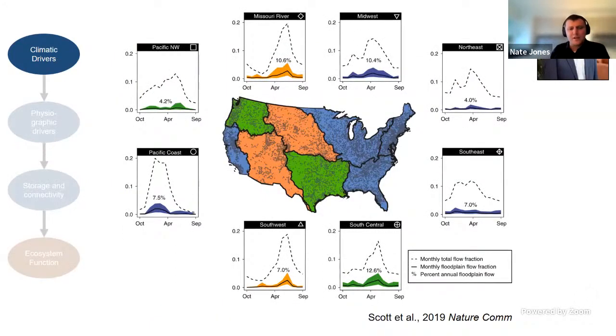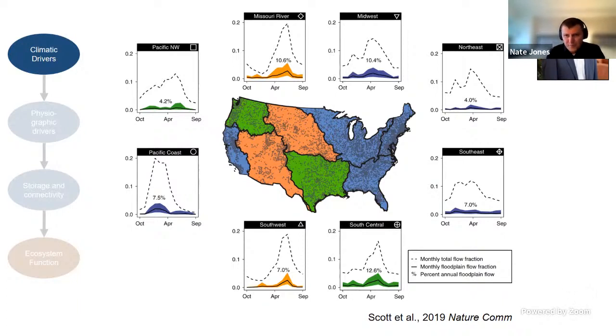So some work that I started during my PhD that Durrell Scott, my PhD advisor, finished was looking at flooding across the USGS gauge network. We had something like, I think it was 5,200 USGS gauges where we used a breakpoint analysis to essentially look at the proportion of water that was moving from the stream into the floodplain. And similar to the dry down, we definitely see very distinct regional differences.